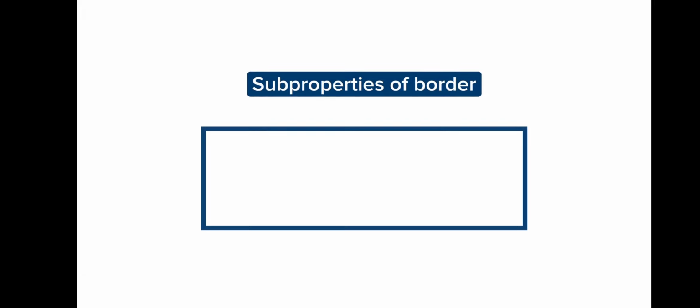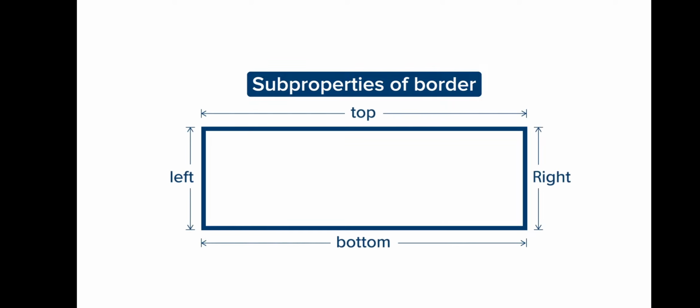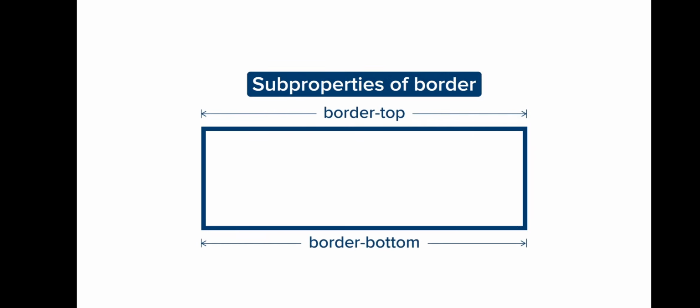Now, this border property has 4 sub-properties, which help us to add a border at a specific side of the element. You know, an element is considered as a rectangular box. A rectangular box has 4 sides: top, bottom, left, and right. So these sub-properties are border top, border bottom, border left, and border right.